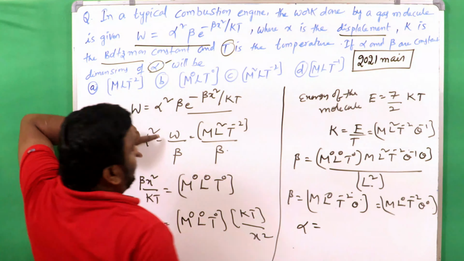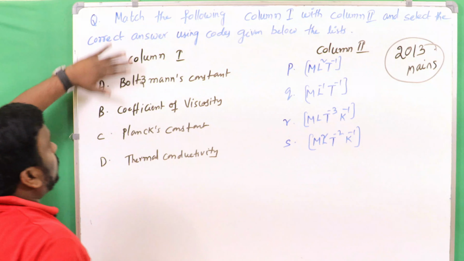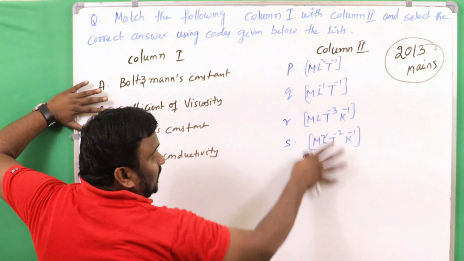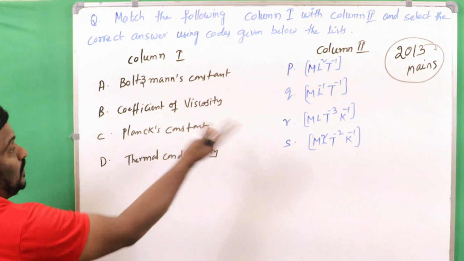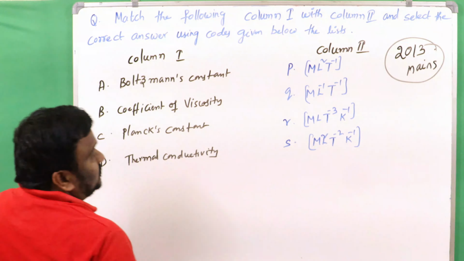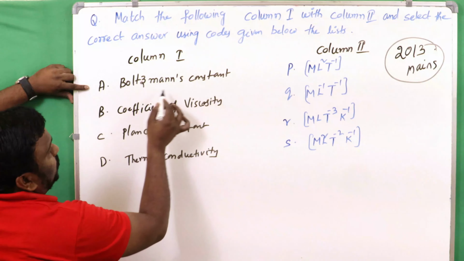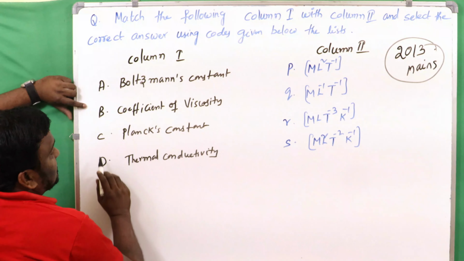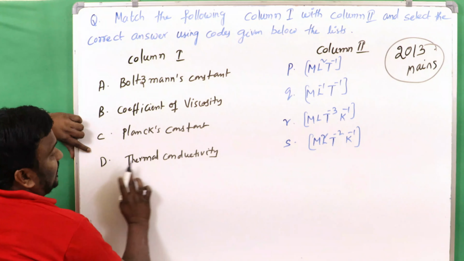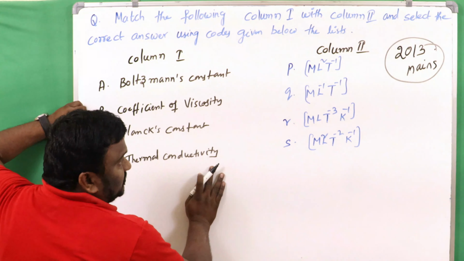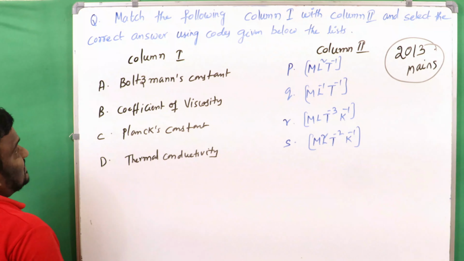See the next question. It was given in 2013 mains. Match the following column 1 with column 2 and select the correct answers using the codes given below. On one side the quantities are given, on the other side the dimension formulas of those quantities. We have to match them. Just now we discussed all these things. Here, what are the physical quantities? A. Boltzmann constant, B. coefficient of viscosity, C. Planck's constant, and D. thermal conductivity. Just now we have discussed all these things except this one.